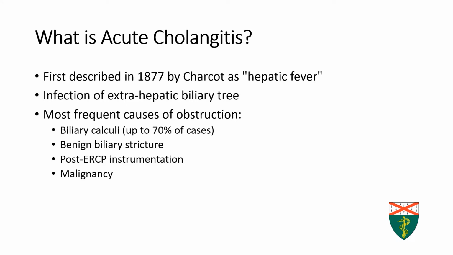Acute cholangitis is an ascending infection of the biliary tree. Biliary obstruction at the level of the common bile duct prevents drainage from the biliary tree and allows for propagation of ascending infection in the biliary system.